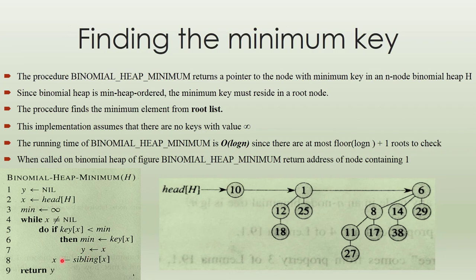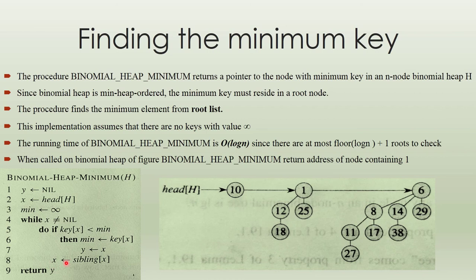Next, x equals sibling of x. Now x points to 10. What is the sibling of x? Sibling of x is 1. In the root list, sibling of x contains the address of the next node in the root list. So now x points to 1. Again x is not equal to nil. Key of x is 1. Min is already 10. 1 is less than 10. So these two statements will be executed. Min will become 1. Y becomes the address of 1.